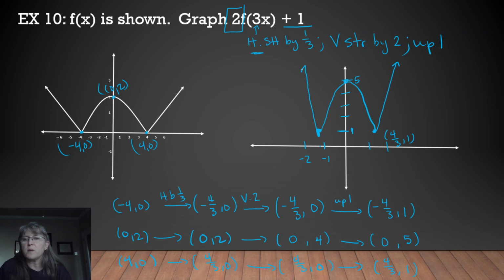Now I do want to remember I had a vertical stretch and a horizontal shrink, so they should look steeper than I began with. If you have trouble with that, you can take an extra point. This one's at 6, 1. And so I could go through this process again to figure out what it would be at. Okay. But you can see we have pushed it in, pulled it up, and then moved it up by 1.